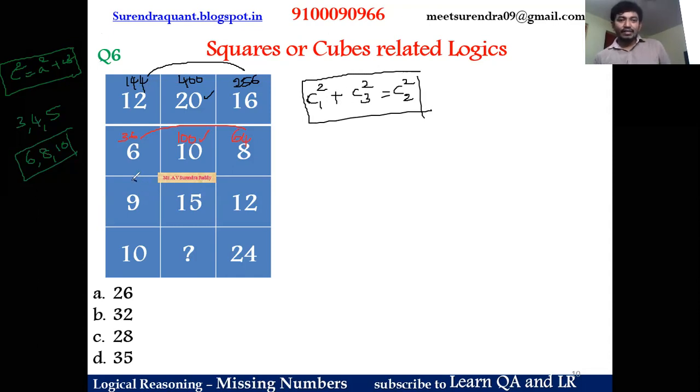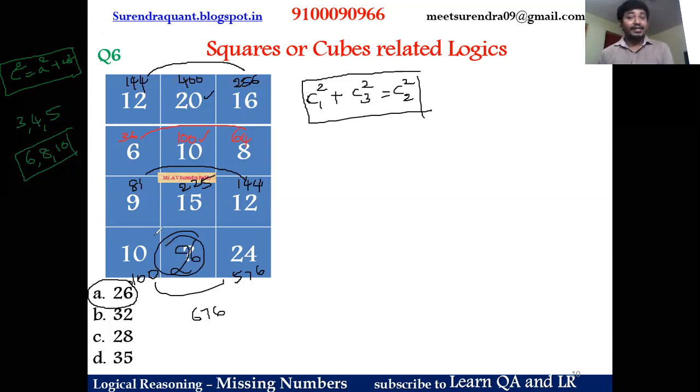Here 9 square is 81, 12 square is 144, 15 square is 225. So 144 plus 81 perfectly satisfies with 225. If we do the same thing, 10 square is 100, 24 square is 576. The sum of these two is 676. 676 is the square of what number? 676 is the square of 26. So 26 square is 676. So in place of the question mark, 26 must be there, and that is how you can work out the question easily.